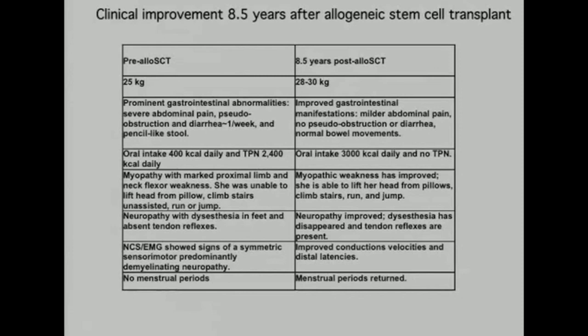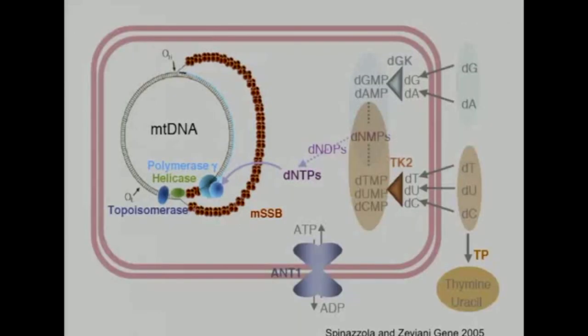There are other disorders that affect these nucleotide pools, and they cause mitochondrial DNA instability. And there are also defects in the mitochondrial DNA replication machinery, particularly this enzyme, polymerase gamma, which is responsible for mitochondrial DNA replication. And mutations in POLG are probably the single most common nuclear gene that causes mitochondrial diseases.